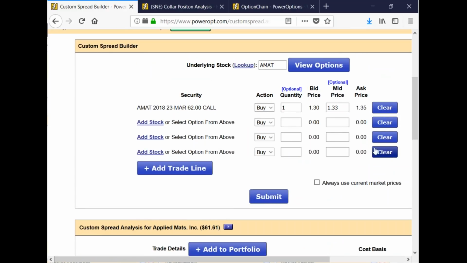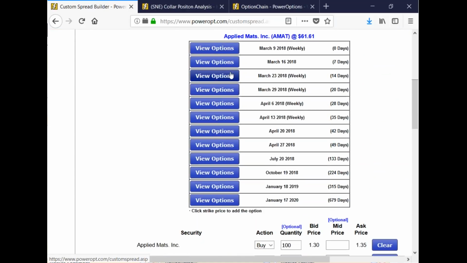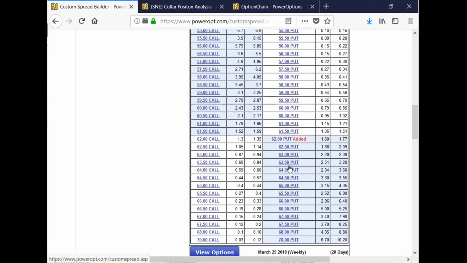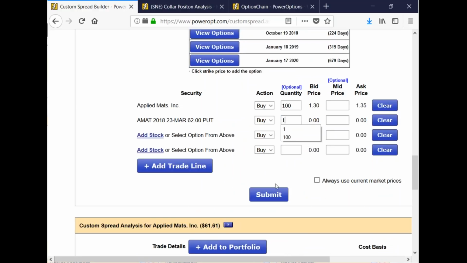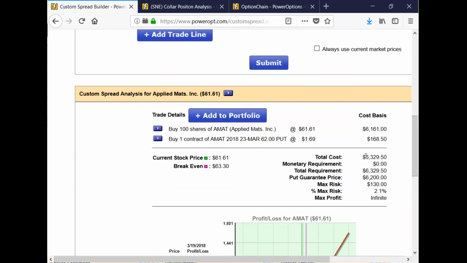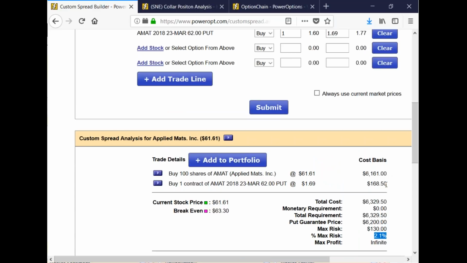I could also do a married put. Why would I do that? Well, it depends again. I wouldn't do it this way, but I could buy 100 shares of AMAT and again go 14 days out to March 23rd and buy the 62 put as a fair comparison, buy one contract. Instead of investing $133, I'm investing $63.29, only risking $1.30 or 2%. Okay, so I would never do this. I would never do a weekly married put.